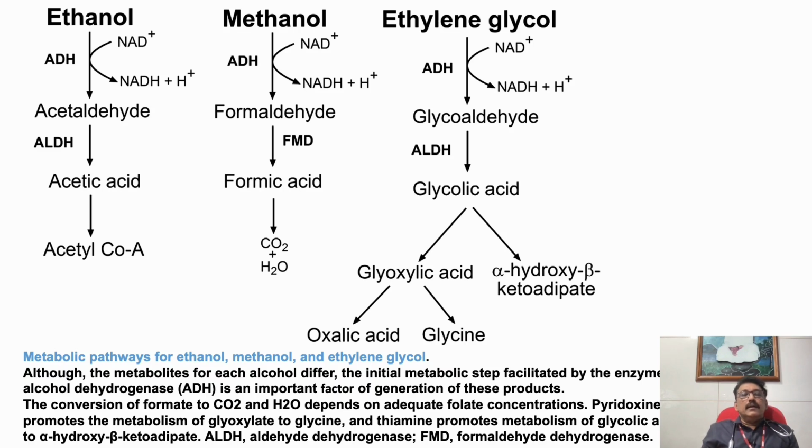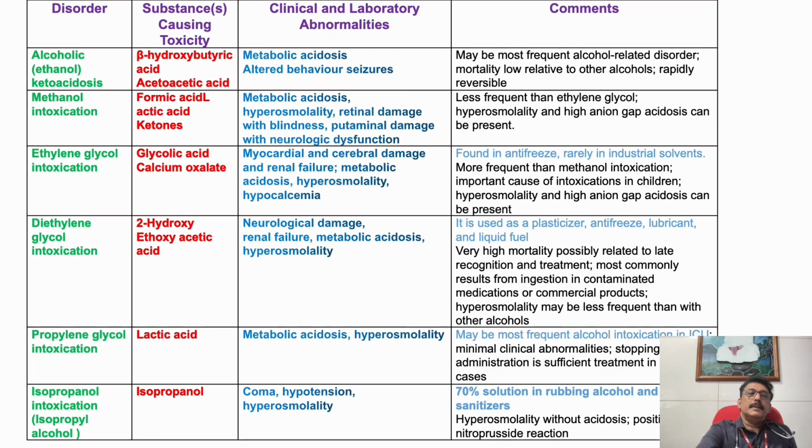All these toxic alcohols, you can see that the last step will be the acid formation: acetic acid, formic acid, glycolic acid. So all these acids are dangerous to our metabolism, especially formic acid. Formic acid produces a lot of complications like retinal damage or putaminal infarct, like that. A lot of abnormalities can be developed there.